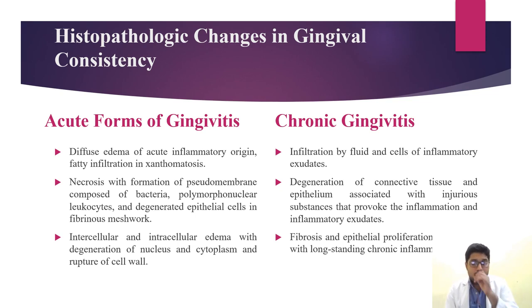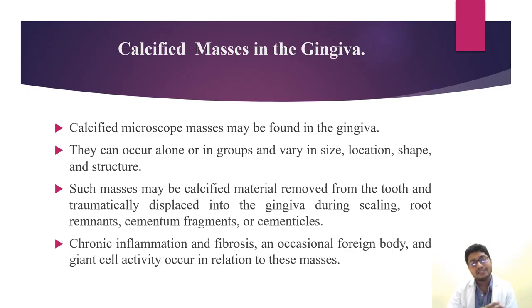acute form. In chronic gingivitis, infiltration by fluid and cells of inflammatory exudates and the degeneration of connective tissue and epithelium associated with injurious substances that provoke the inflammation and inflammatory exudates. Fibrosis and epithelial proliferation with long-standing chronic inflammation you can see histopathologically in chronic gingivitis. And calcified masses sometimes in gingiva can also change the consistency of the gingiva.